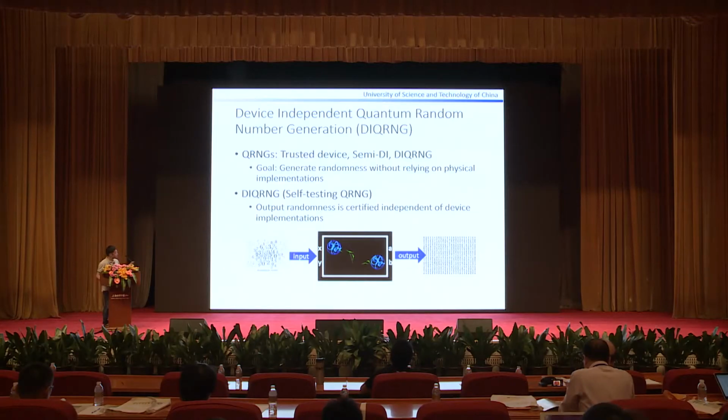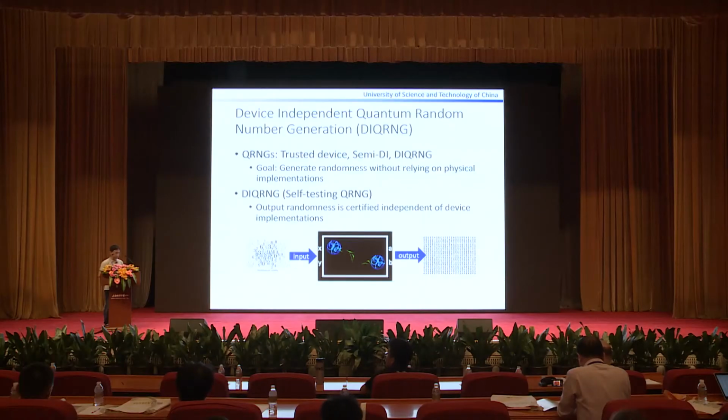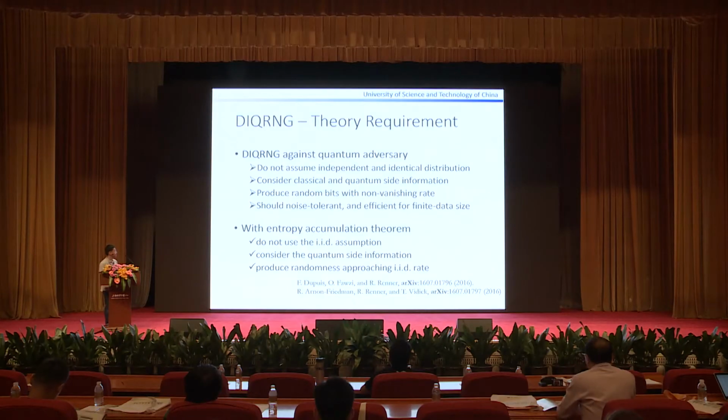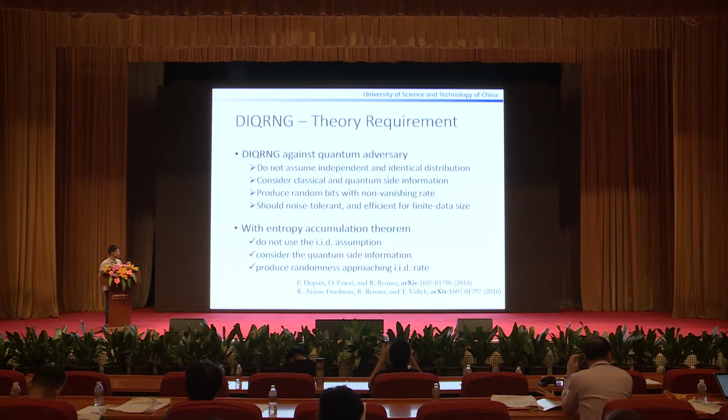I'm working on experiment, so I'm just talking about DIQRNG, which is the highest security level in device-independent random number generation. The device can be seen as a black box. The user just inputs the random basis, and the device outputs the random number. With only the input and output random numbers, the user can certify whether the device is working properly and how much randomness can be extracted from the device. This is also called self-testing QRNG. The requirement for this kind of random number generator is that it should not depend on assumptions like IIDs. It should use the most general assumptions and consider the most general attacks, or maybe side information between the device and the eavesdropper. And the device should generate random bits that are not vanishing, and it should be efficient.